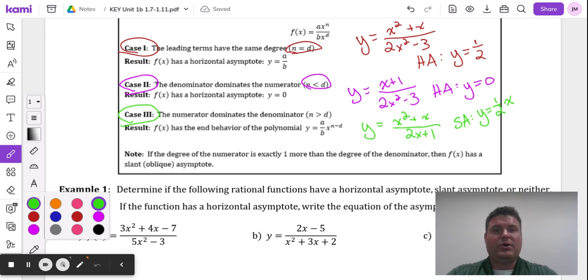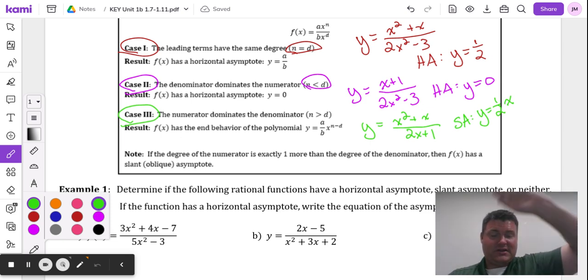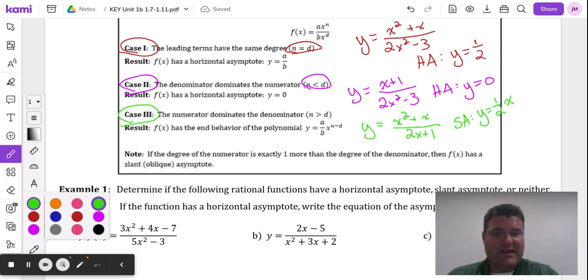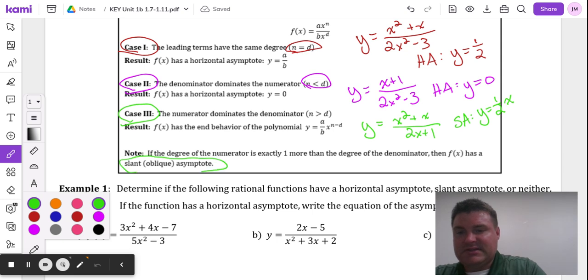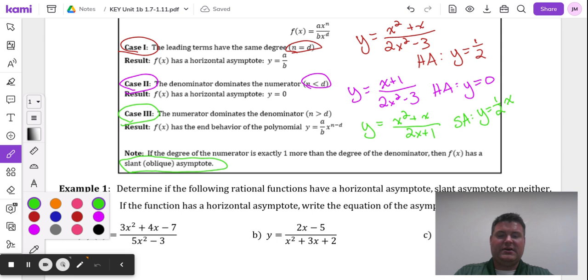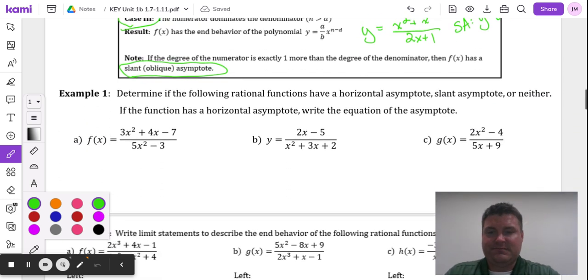Why is it 1 over 2? Because the leading coefficient on the numerator is 1 and the leading coefficient on the denominator is 2. Why is it x? We take the power on top and subtract the power on the bottom. So this is our slant asymptote right there, 1 half x. And again, a little note here: if the degree is exactly 1 larger in the numerator, it's going to give us a slant asymptote.